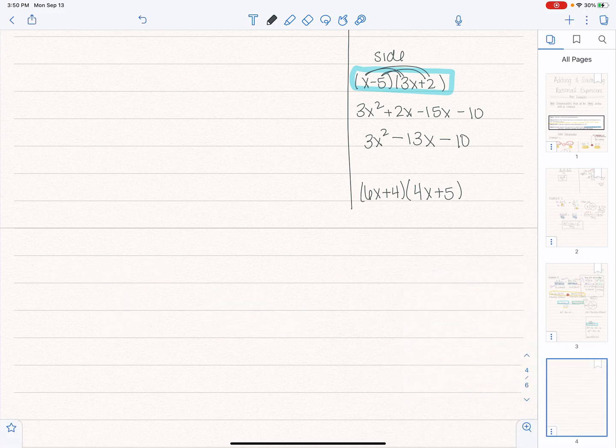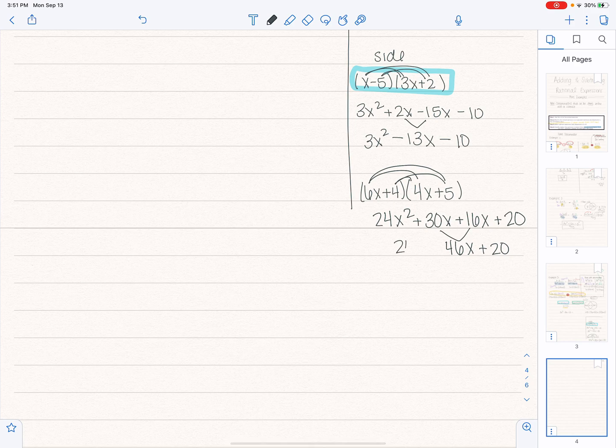All right, so I'm going to FOIL this. First, 6x times 4x, 24x squared. Outer, 6x times 5 is going to give me 30x. Inner, 4 times 4x is going to give me 16x. And then 4 times 5 is going to give me 20. Combine up like terms. I didn't label those. Combine up like terms is going to give me 46x plus 20. And then my 24x squared.